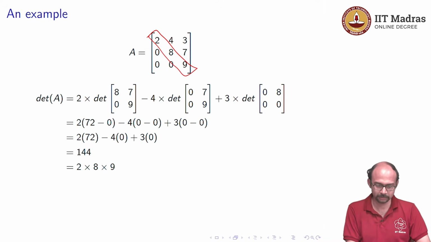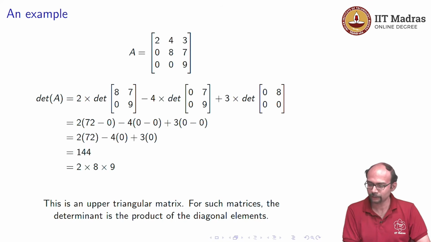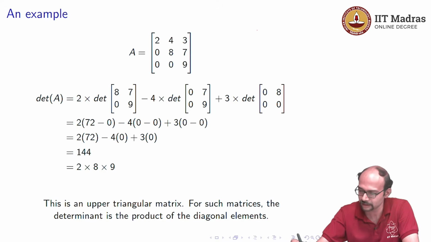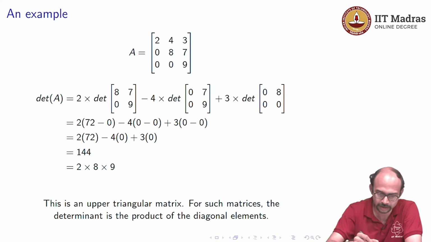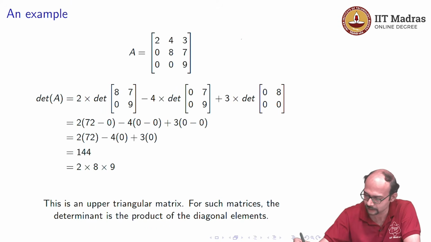So this is not some fact specific to this example. This is a general fact for what we call any upper triangular matrix or any lower triangular matrix. For such matrices, the determinant is the product of the diagonal elements. So I'll just quickly recall what an upper triangular matrix is, as I said at the beginning.